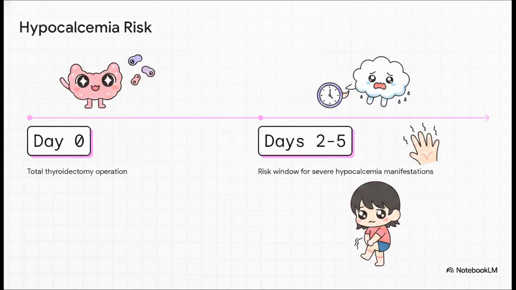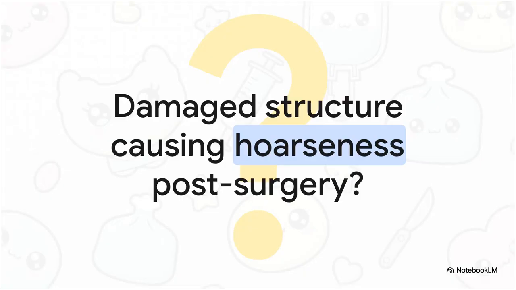Tingling, anxiety, and muscle cramps on the second postoperative day all point directly towards severe hypocalcemia. This is caused by permanent devascularization or the accidental removal of the parathyroid glands during a central neck dissection. Definitely remember this critical risk window. Postoperative hypocalcemia typically manifests pretty dramatically 2 to 5 days after a total thyroidectomy operation. Finally, question 11. A patient complains of hoarseness of voice after a thyroidectomy.